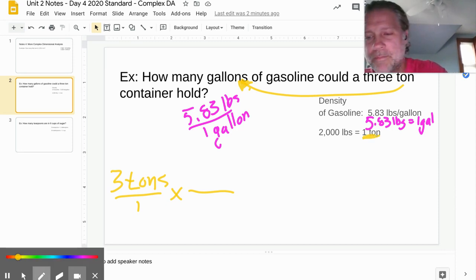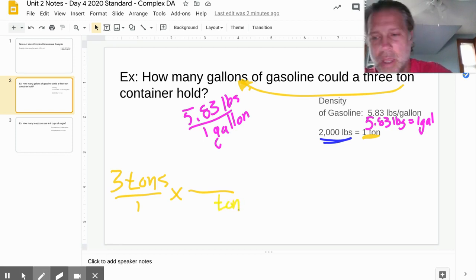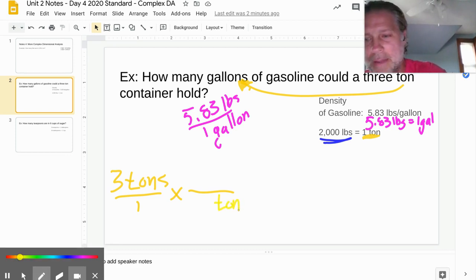So I found out that 1 ton is equal to 2,000 pounds. So I'm going to set this problem up so that tons are on the bottom and pounds is on the top.